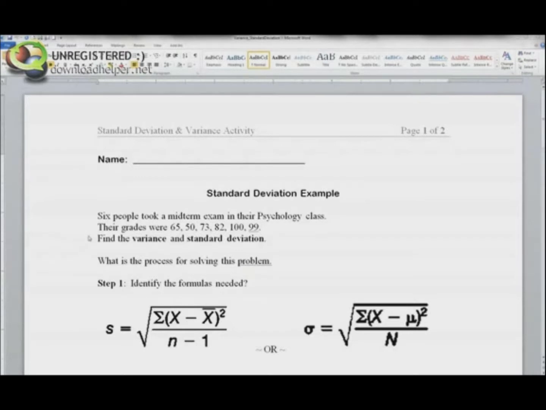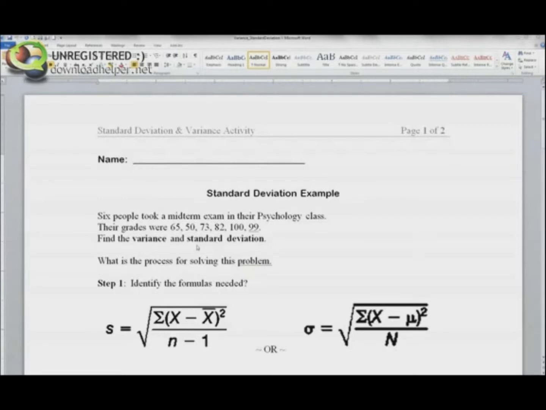So the problem that we discussed was 6 people took a midterm exam in the psychology class, and these were their grades, and the question is quite simply calculate the variance and the standard deviation. Now, in the problem-solving process, the first thing that you need to do is to identify the problem so that you can write your formula. Okay, so I want you to think: write my formula is my first step.